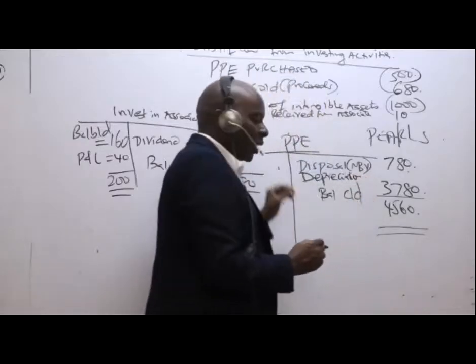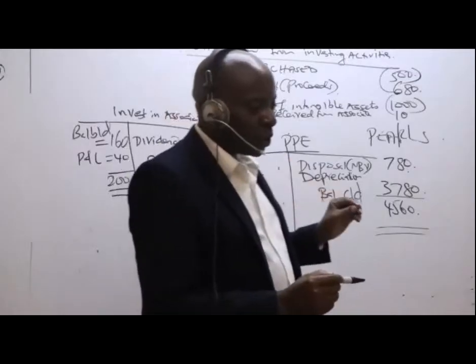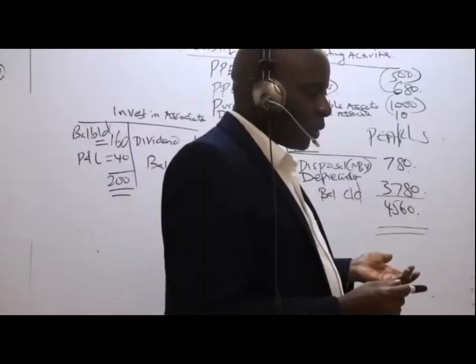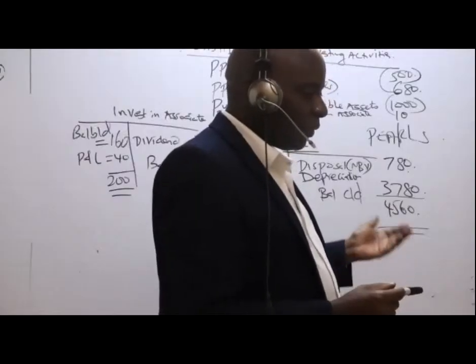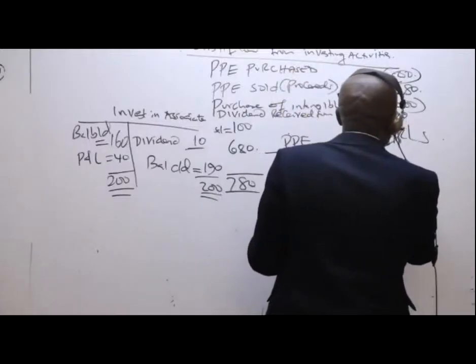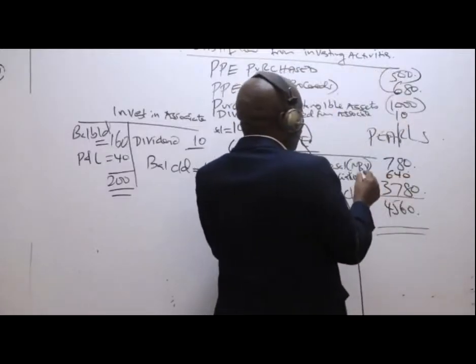So depreciation, over how much? What is the depreciation for property, plant, and equipment? Already we have this figure of 640. So it means that this disposals figure is wrong.